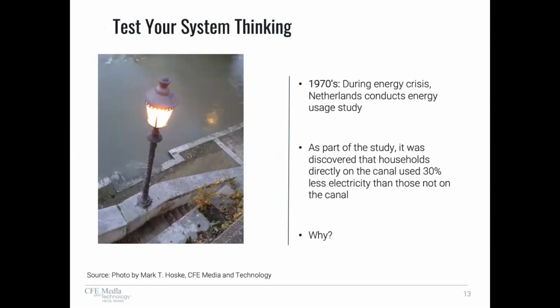So first, I'd just like to test your systems thinking. And I'm going to give you an example from Amsterdam. Back in the 1970s, during the energy crisis, the Netherlands conducted a very detailed energy usage study. And they discovered something fascinating. People that lived in houses directly on the canal used 30% less electricity than those who didn't. And the question is why?